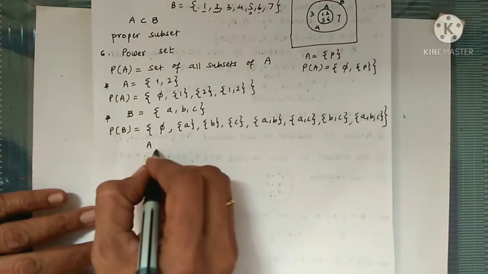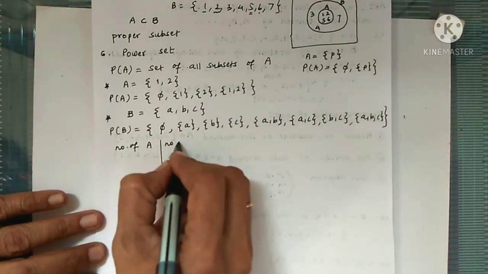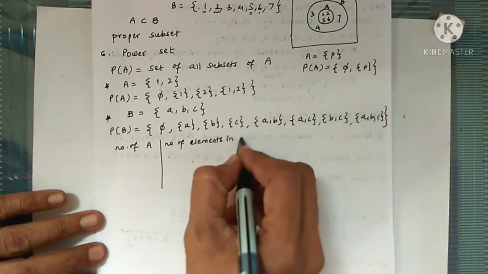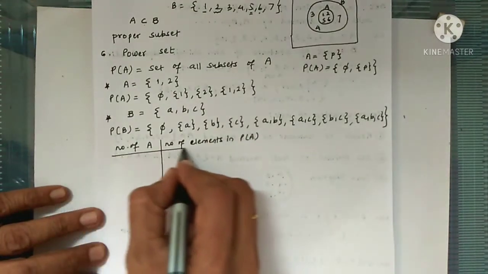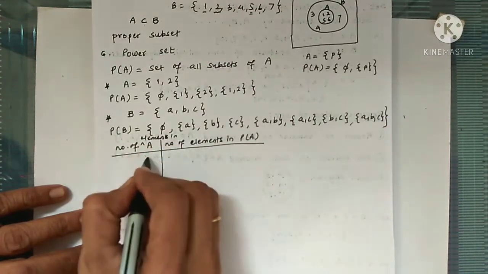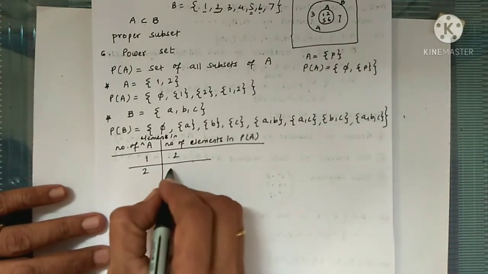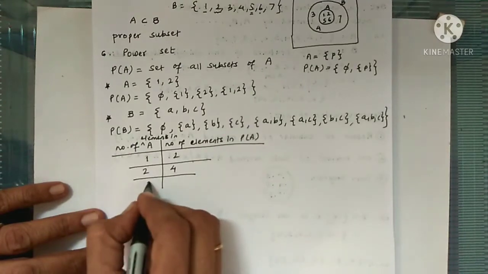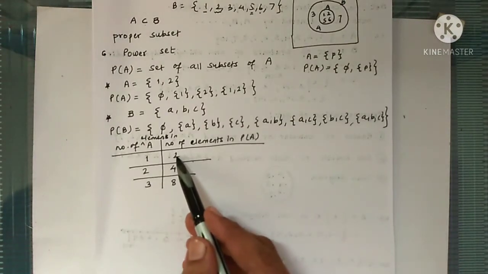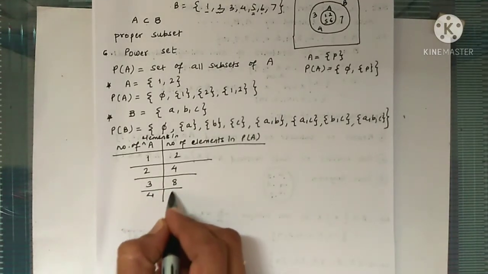So let's write down the number of elements of A and the number of elements in the power set of A. If the number of elements in A is 1, then the power set has 2 elements. If the number of elements of A is 2, then the power set has 4 elements. If it is 3, it has 8. You can see here that it is a GP: 2, 2 into 2 is 4, 4 into 2 is 8. So the next one will be 16.